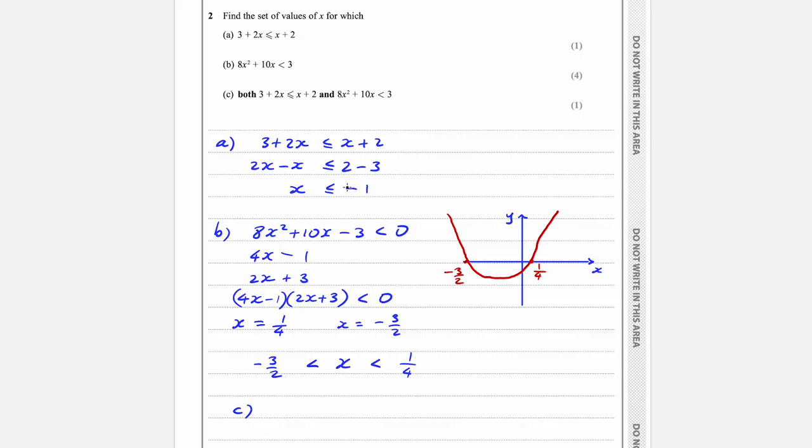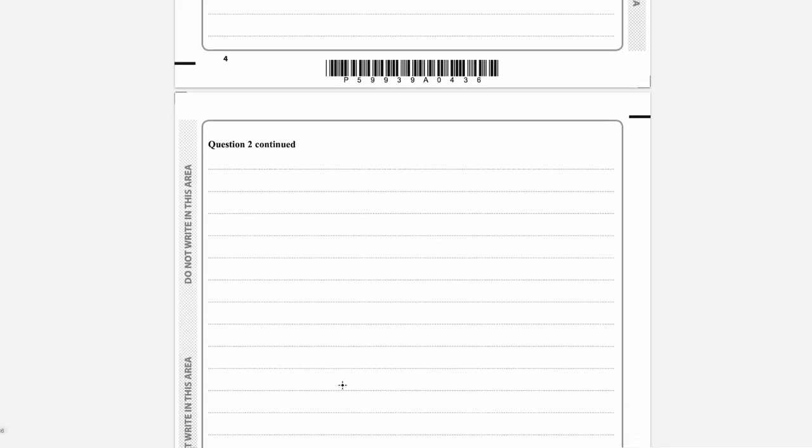But if something's less than or equal to negative 1 and less than a quarter, that just means it has to be less than or equal to negative 1. In this situation, the quarter doesn't actually matter because this is smaller. And then it has to be, of course, bigger than negative 3 over 2. And that's it. That is question 2. Question 3.